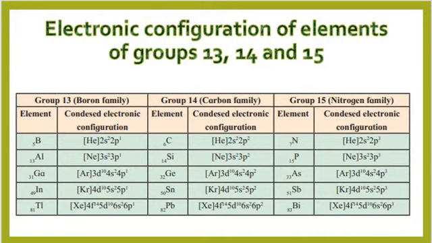So group 13 first. The electronic configuration of boron is helium 2s2 2p1. For aluminium, it is neon 3s2 3p1. For gallium, it's argon 3d10 4s2 4p1. So one thing is common: the outermost shell electrons have the general electronic configuration ns2 np1. As we are moving down, we all know there is a gradual addition of a new shell, but the outermost shell electronic configuration remains the same, which is ns2 np1.